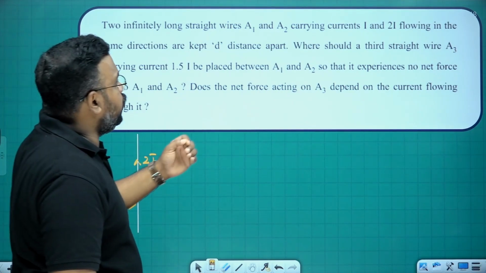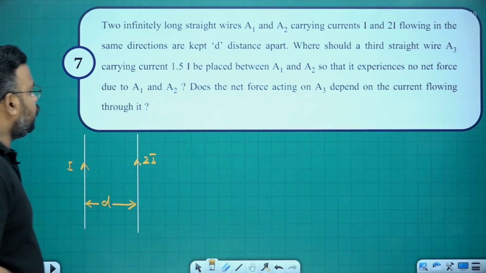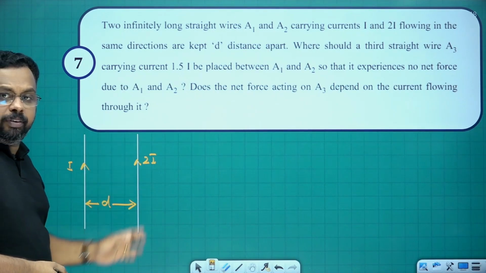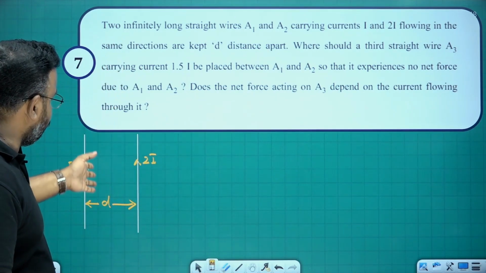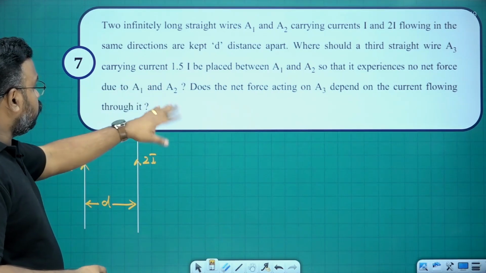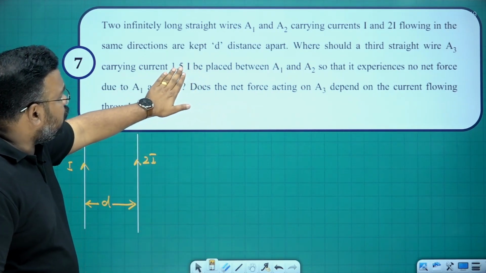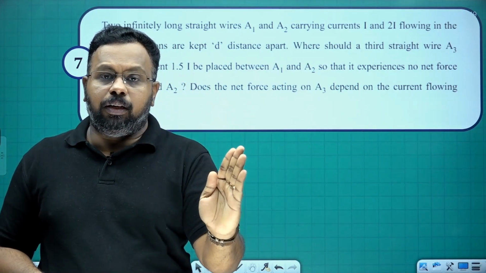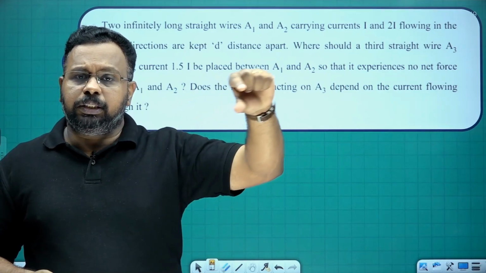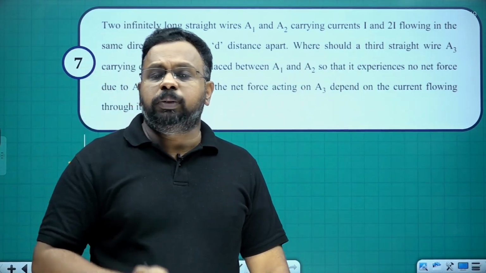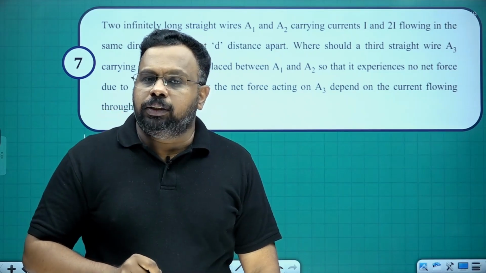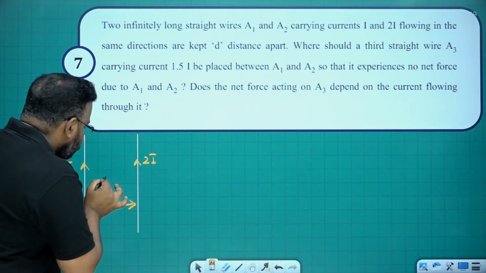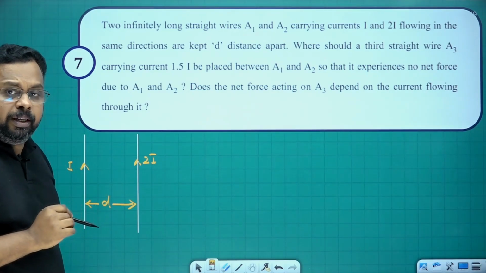What they are asking is, where should a third straight wire A3 carrying current 1.5 I be placed between A1 and A2? So between A1 and A2 we need to place another conductor, and they are asking where that conductor should be placed so that the net force acting on it is 0. Whatever the current it carries, net force 0 means, you know that when a current carrying conductor is kept in a magnetic field, it will experience a force. And we have a formula which is ILB sine theta. So for the force to be 0, the field at that point should be 0. So that is the condition here. Indirectly they are asking at what point the field will be 0.